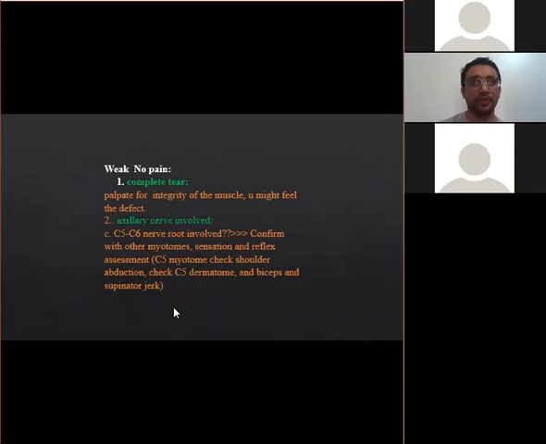Weak but no pain. What does that mean for the teres minor? Give me likely answers. Inhibition, okay, excellent. Complete tear of the nerve. C5 and C6 involved. Okay. Myotome, okay. Axillary nerve. Axillary nerve injured, right?